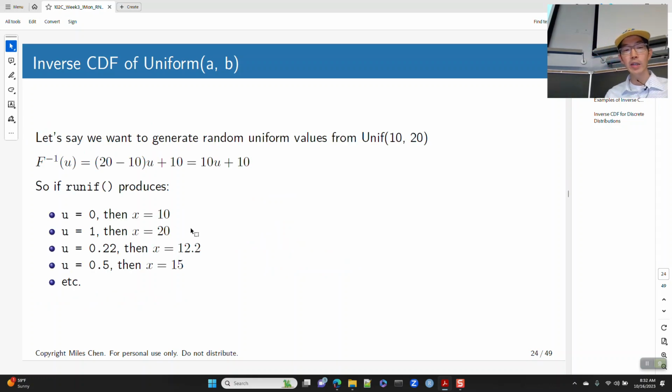So again, if we plug in u equals 0, we get 10. If we plug in u equal to 1, we get 20. If we generate a uniform random value of 0.22 and plug it in, we get 12.2. If we generate a random uniform of 0.5 and plug that in, we get 15. And so this would be the inverse CDF for this random uniform.